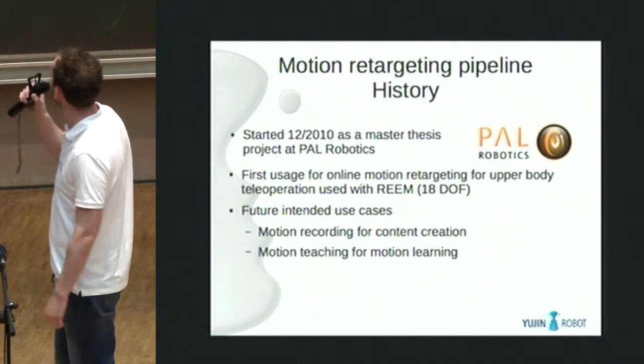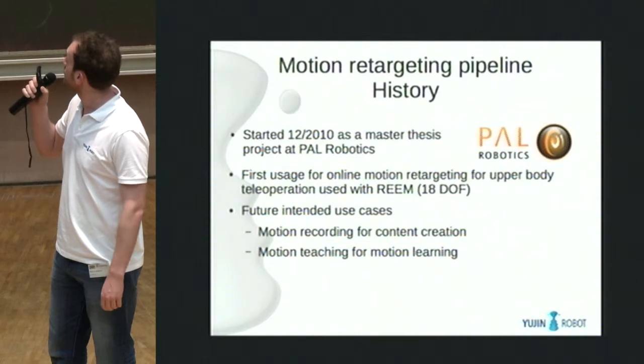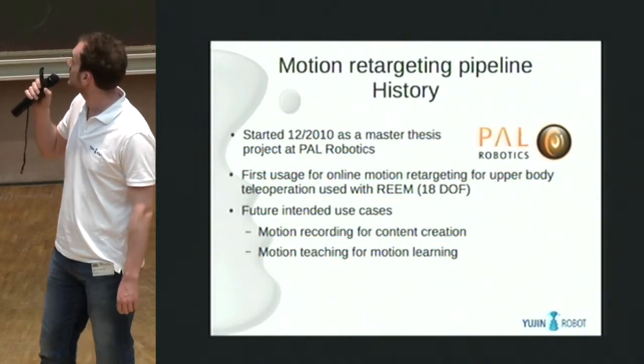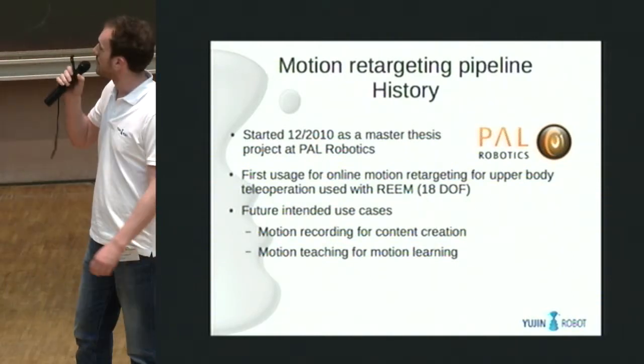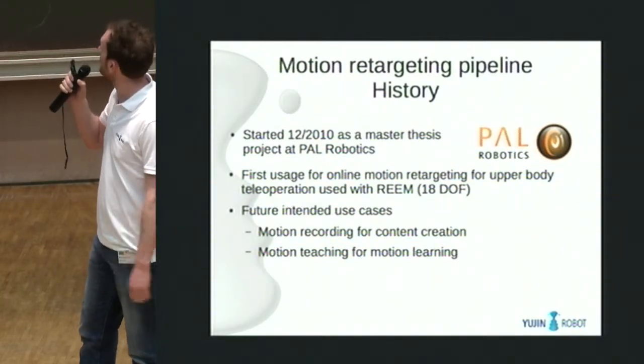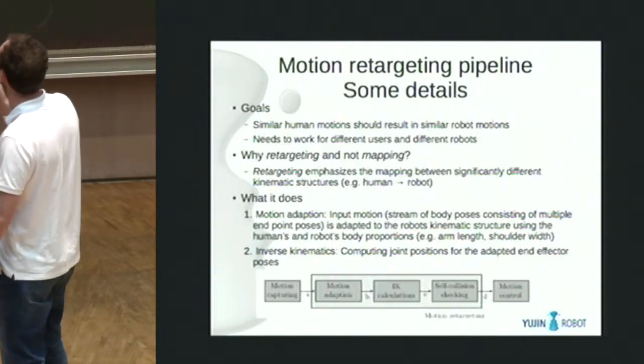The upper body of REAM has 18 degrees of freedom. And that worked nicely. The future intended use already back then was to do motion recording for content creation and also eventually motion teaching for motion learning.